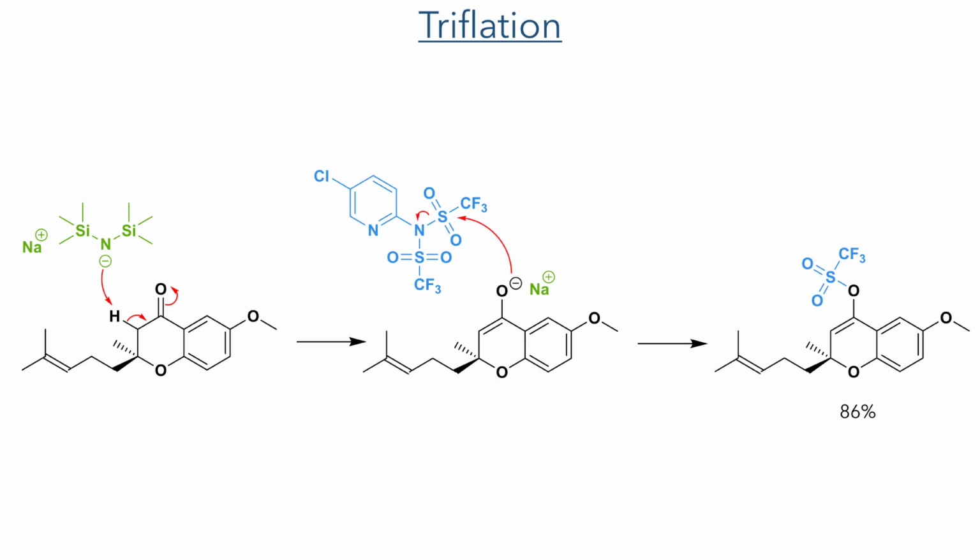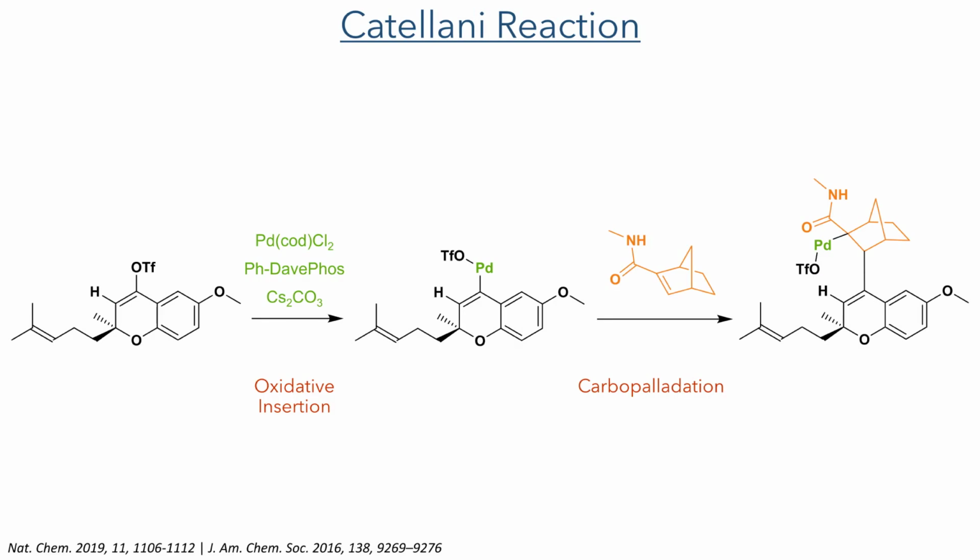This carbonyl then took part in the next reaction, where the alpha proton was first deprotonated using sodium HMDS, and the enolate was reacted with Comins' reagent to form a triflate in an 86% yield. This triflate was required for the Catellani reaction.